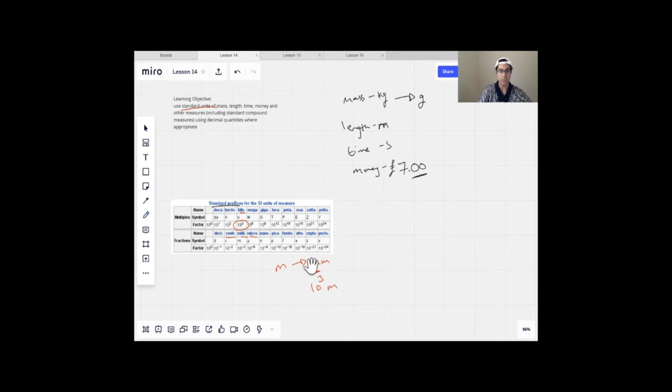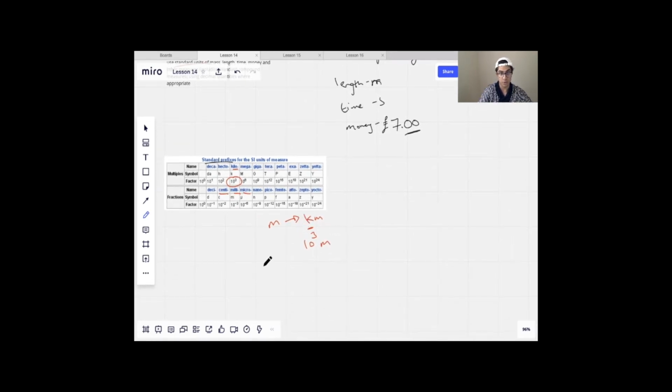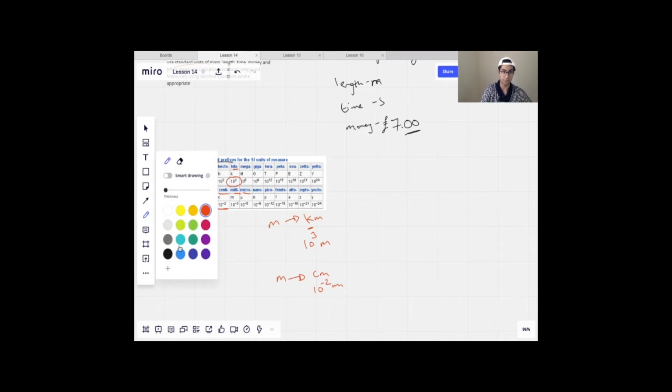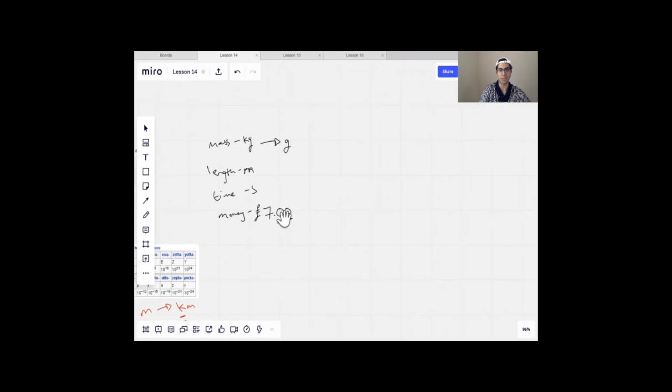And it's the same principle with, say, centimeters. As we can see, centi is 10 to the minus 2, so that means it's 10 to the minus 2 meters. You just need to learn these to ensure you know what's going on when a question is asking you to convert. And speaking of questions, let's move on to our worked example.